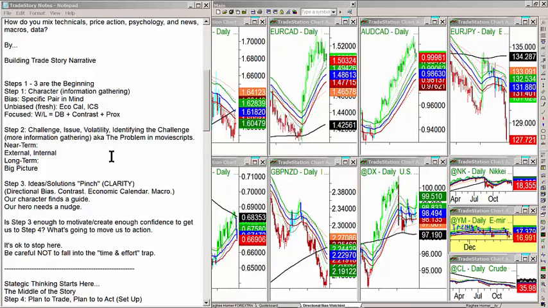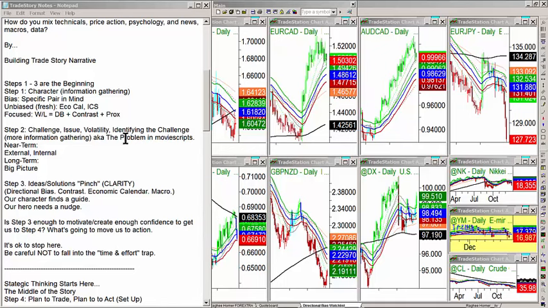So that takes you to step 2. And what is the challenge that this character is facing? Is there an issue? Is it volatility? Identifying the challenge gives you insight into timing, and it also gives you some insight into how the trade may actually trigger, what it's going to look like.